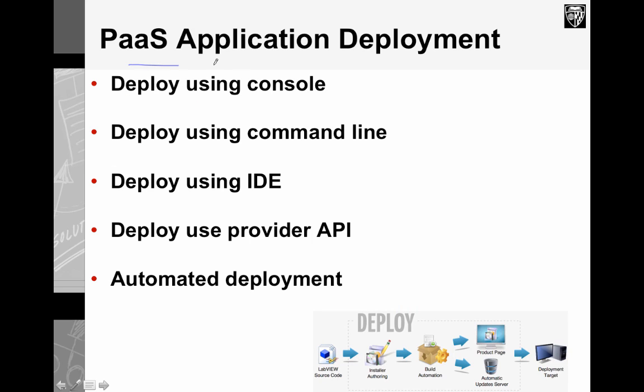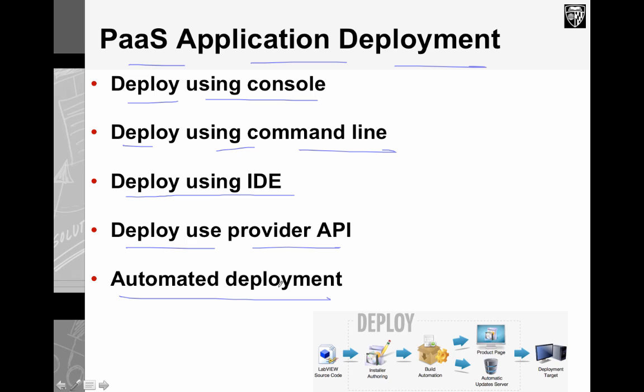For the PaaS application deployment model, you may be able to deploy using a console, the admin console. You may be able to deploy using command line tools provided by the vendor. You may be able to deploy using an IDE, such as NetBeans or Eclipse. You may be able to deploy using a provider API. You may be able to do automated deployment right from your source code, from your build environment. So there are a lot of different options that your application server vendor in the cloud may offer you.